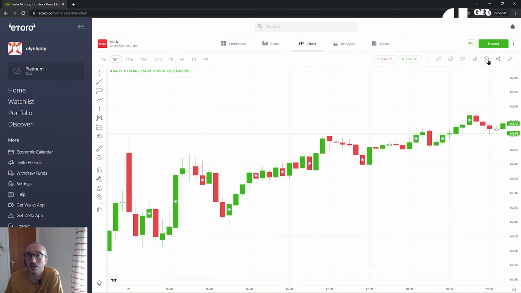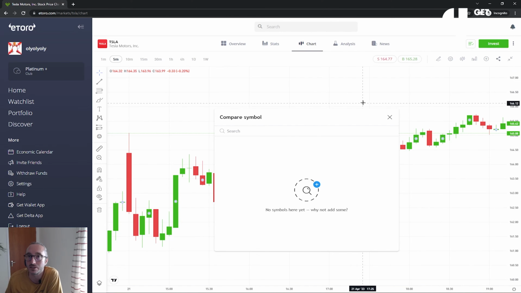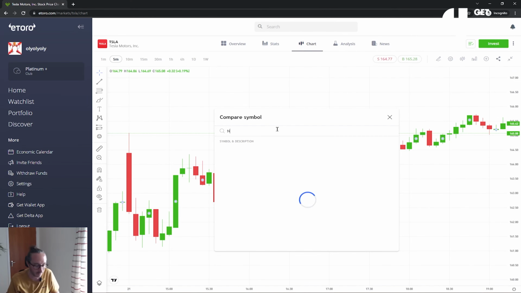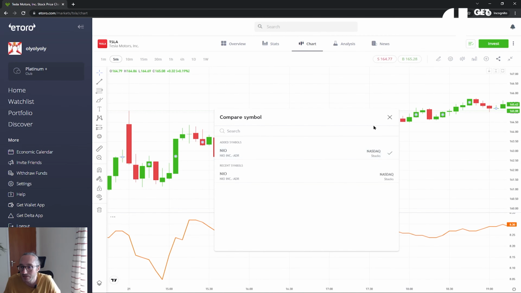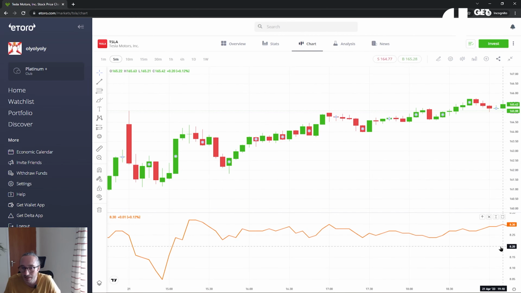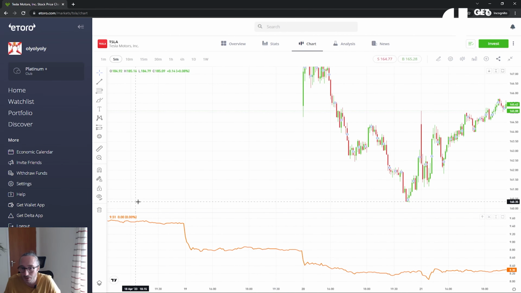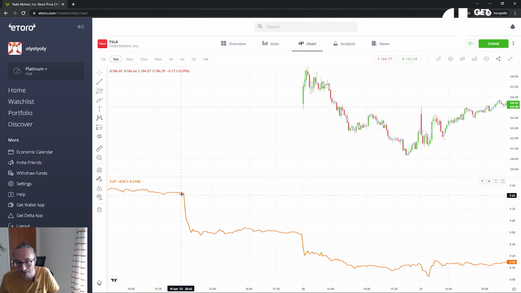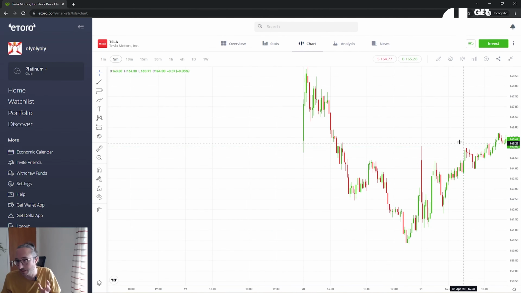So the plus is so that you can add another asset to the chart to compare it. So for example, maybe I want to compare NEO, and I can just do that there, and then you can see NEO's price in this below bit here. And then if you want to get rid of those, you can just click on it and just press delete.